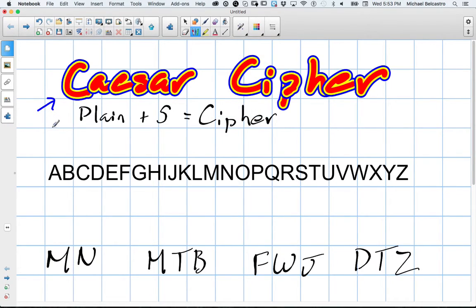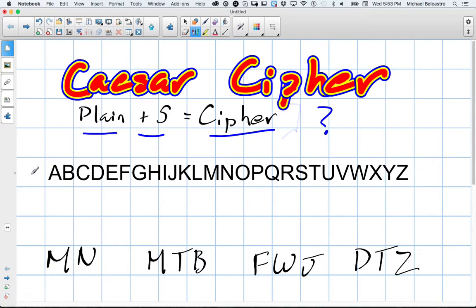We're going to do some decoding or ciphering, and we're going to look at what's called the Caesar cipher. So here's our rule that we have to use. Well, what does this say? It says plain plus 5 equals cipher. What the heck does that mean? Okay, so let's figure it out.